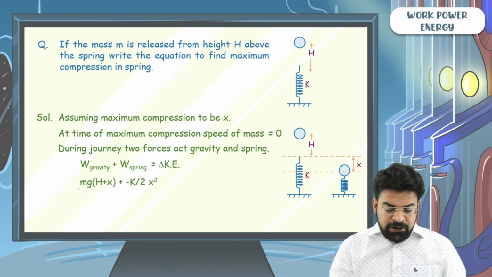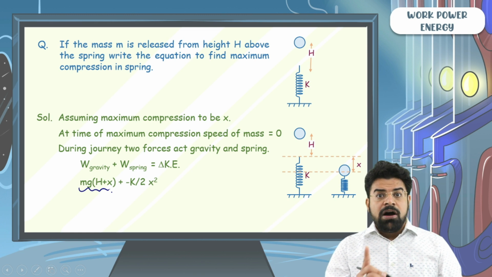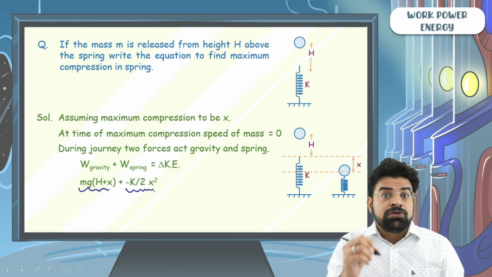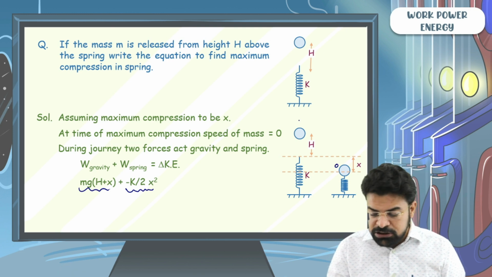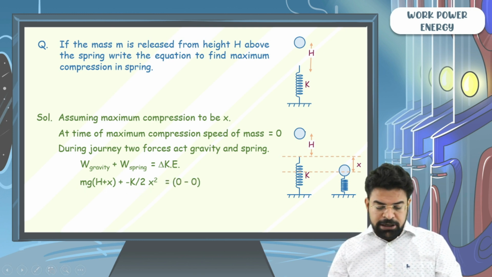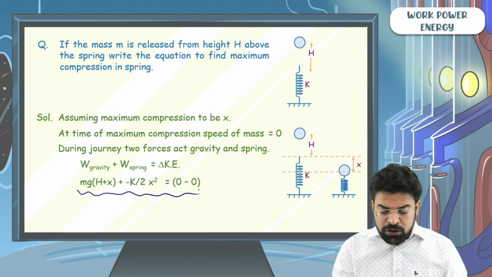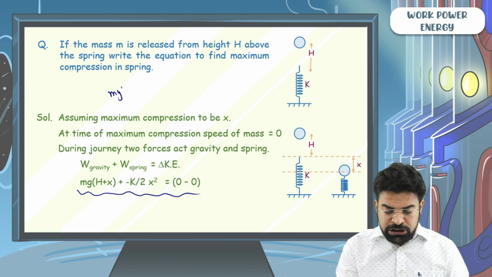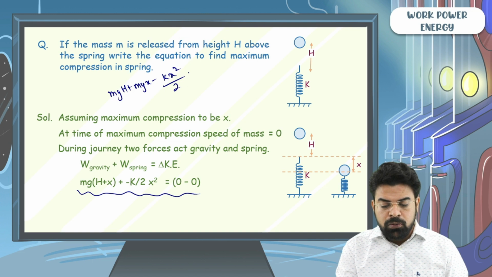Work done by gravity will be mg(h plus x). Work done by spring will be minus k by 2 x square, and this has to be equal to the change in kinetic energy. The final kinetic energy is 0, initial 0, so you get 0 minus 0. Now solving this particular quadratic equation, you can rearrange it. What you have got is mgh plus mgx minus kx square by 2 equals 0.